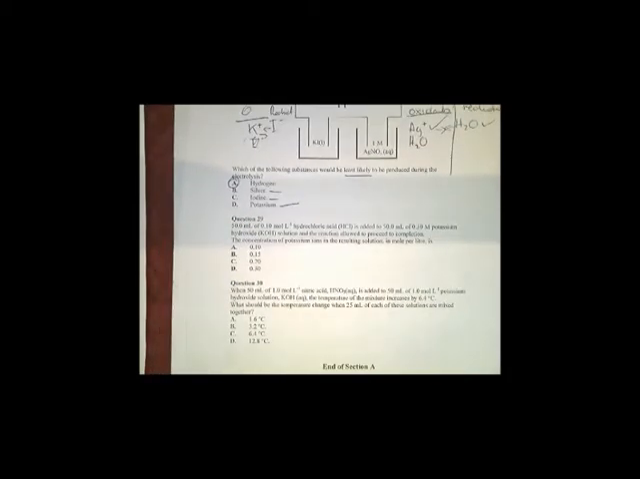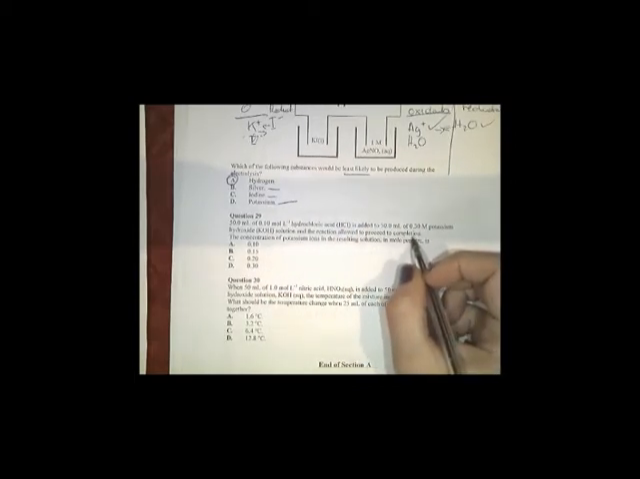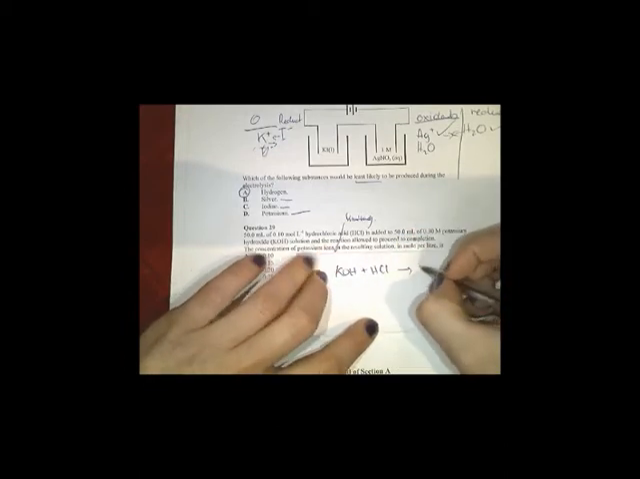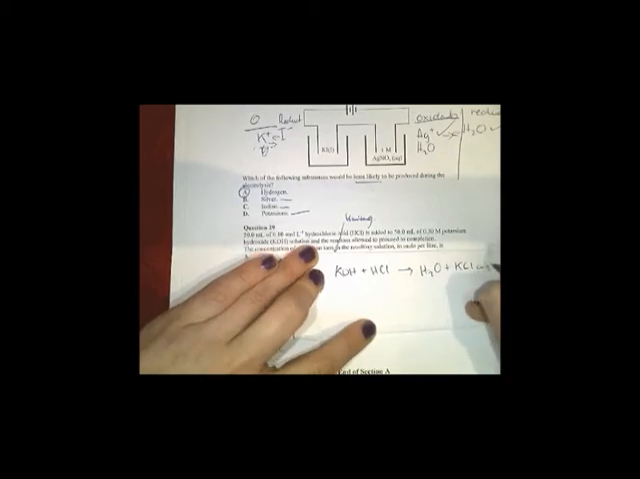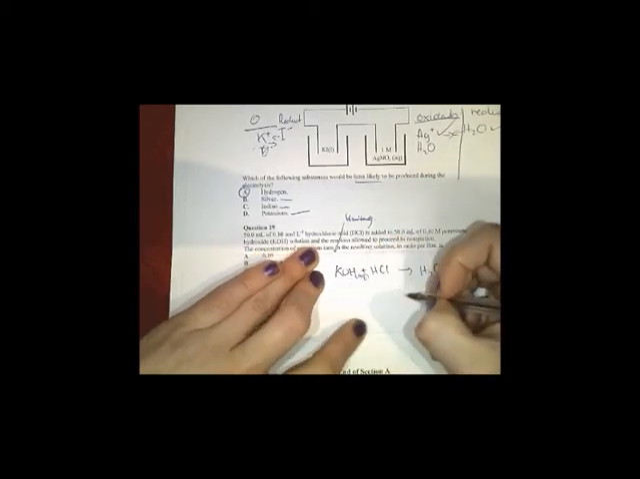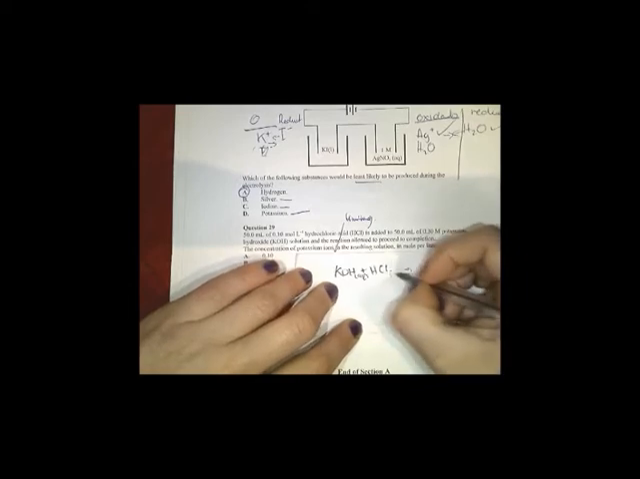Okay, 29. 50 mL of 0.1 molar HCl is added to 50 mL of potassium hydroxide, and the reaction is allowed to proceed to completion. The concentration of potassium ions in the resulting solution is... Potassium hydroxide and HCl producing H2O plus KCl. Now this is in the aqueous form, so is this, and it completely dissociates in water. Same with this and same with this.